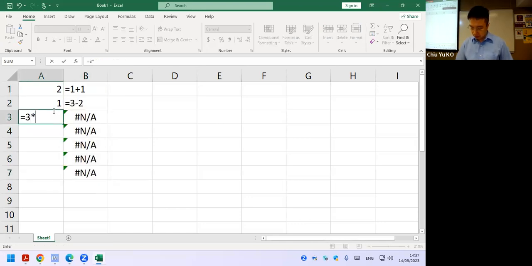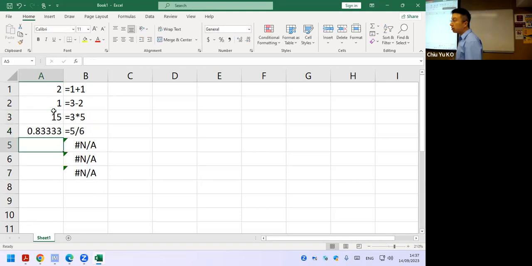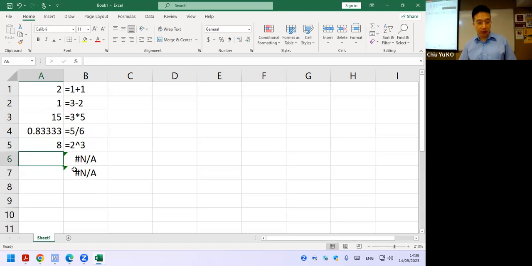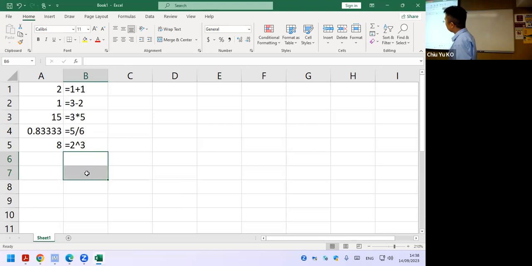If I have 3 times 5, the star is multiplication, and the slash is division. The last one we're going to talk about is raising to a power, 2 to the power 3, where the power symbol is a very strange triangle-shaped thing. These are the five operations that we want to introduce to you.